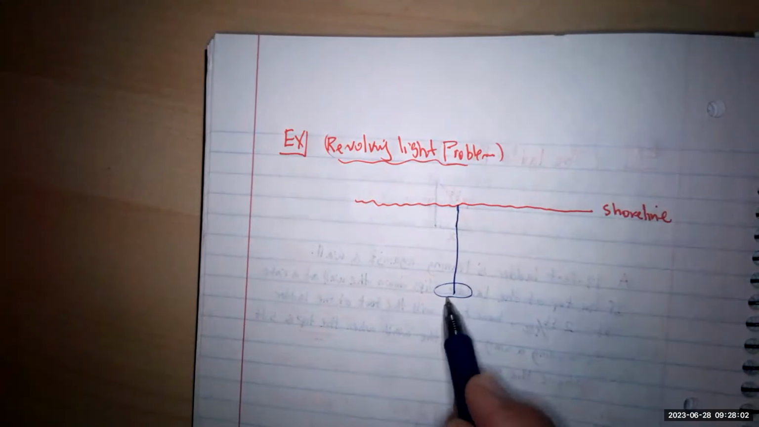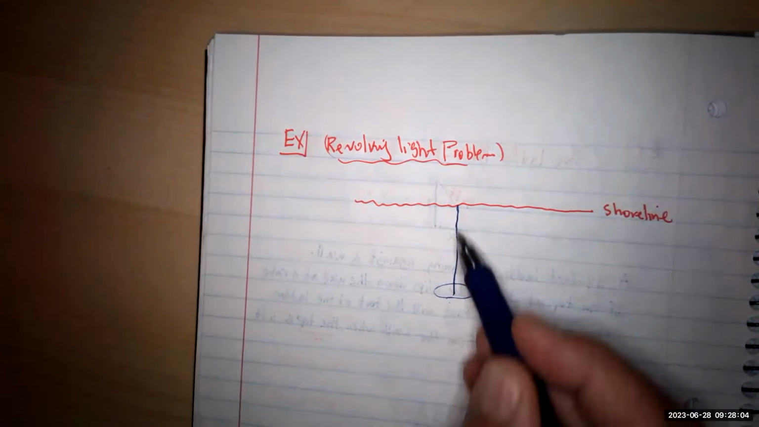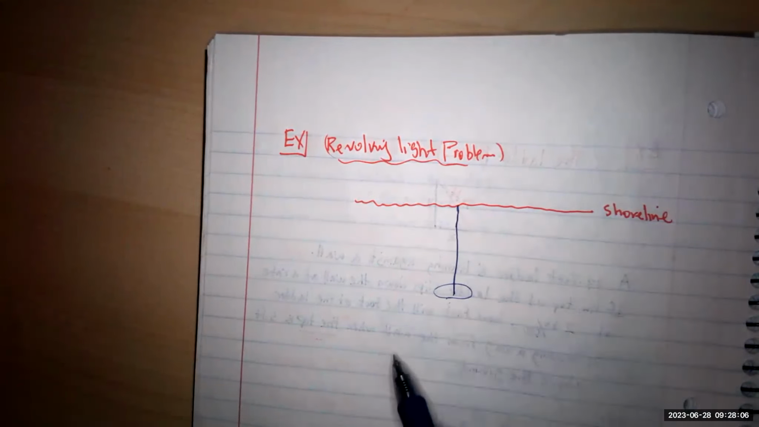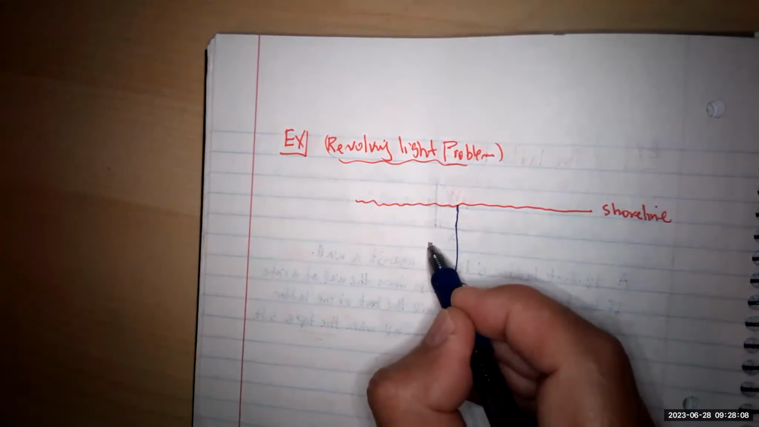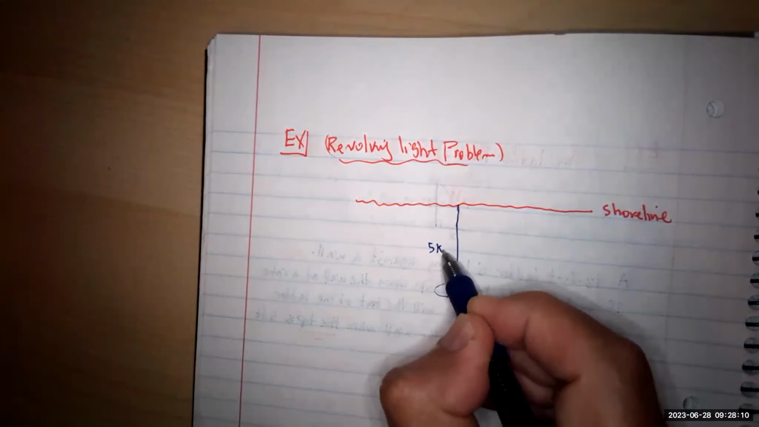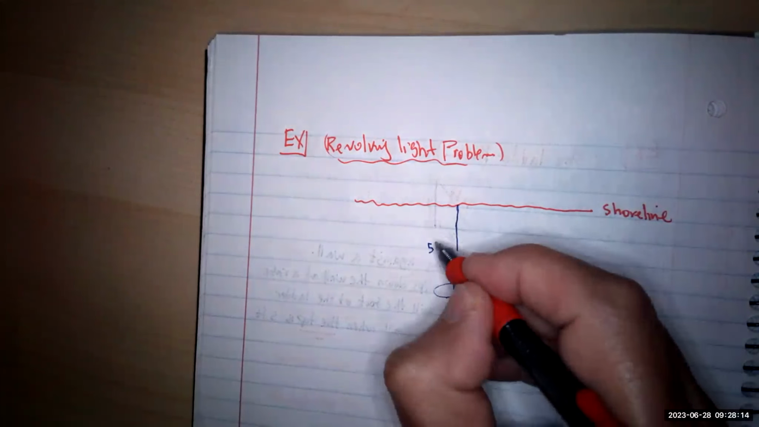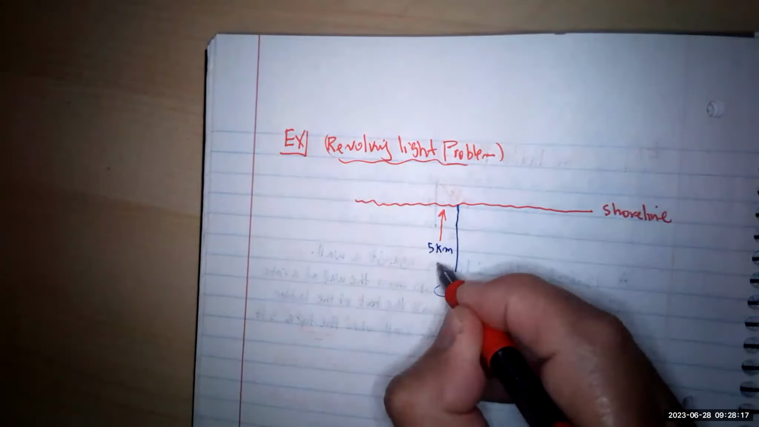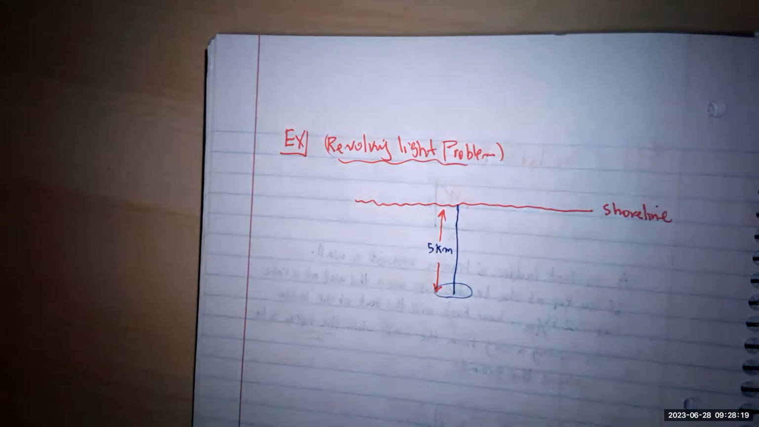That's going to be the revolving light over here. This distance usually would be given to you. So suppose this distance is 5 kilometers. So 5 kilometers from the shoreline, you are going to have this lighthouse, or they say antenna, etc.